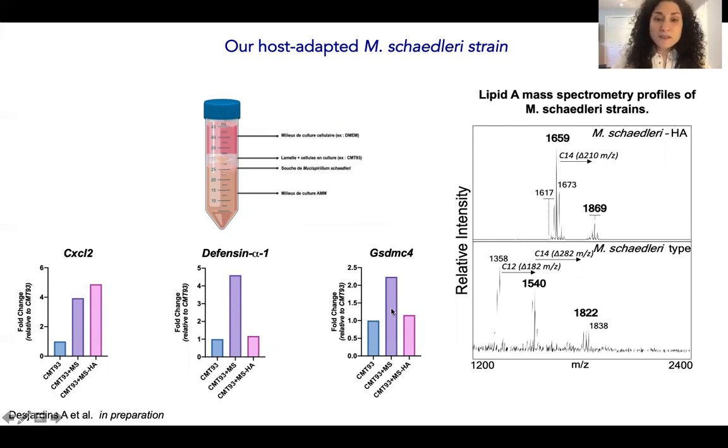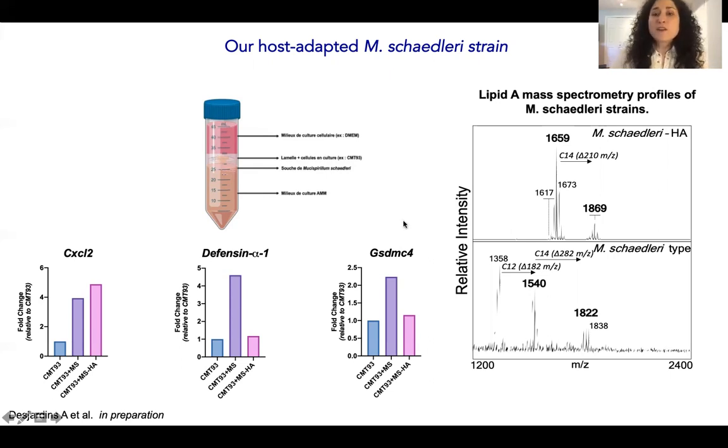Similarly, we found that there was a significant increase in Gasdermin D gene expression in our cells that were incubated with the type strain of M. chedlari, but that was not the case in our host-adapted strain, suggesting that the host-adapted M. chedlari strain perhaps does not trigger or promote as much NLRP3 inflammasome activation.